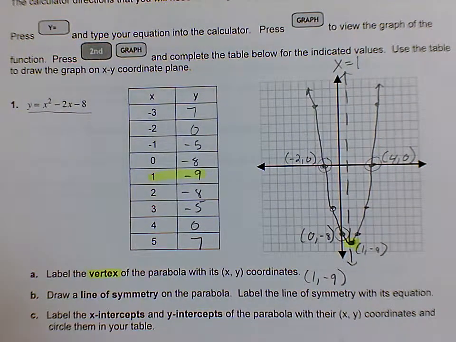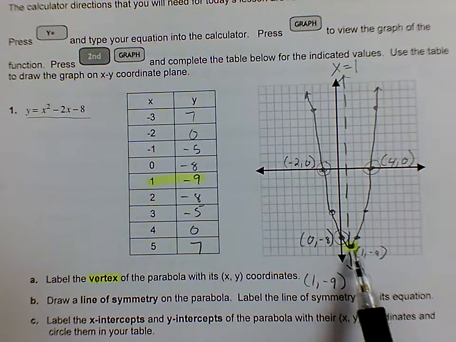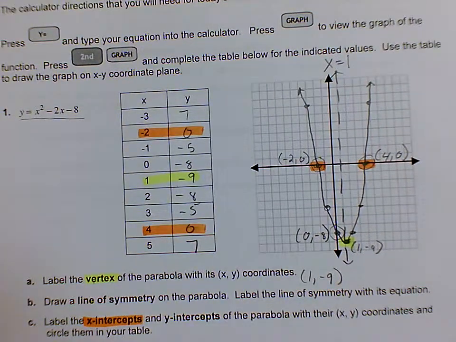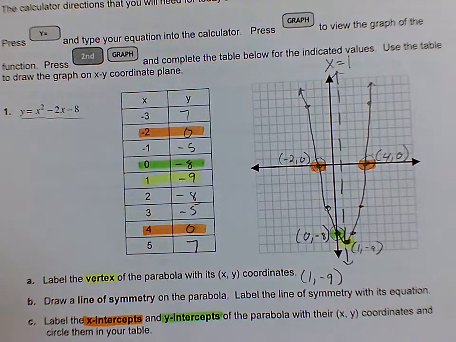Also did just some color coding real quick. So my vertex is in yellow. You can see it in the table as well. My x-intercepts are in orange. Once again, you can see it in the graph as well as in the table. My y-intercept is in green. Once again, you can see it in the graph as well as the table. Make sure the directions say label them and circle them in your table. So make sure you circle them. I highlighted them. If you've got highlighters, feel free to do that as well. But if you don't, just go ahead and circle them.